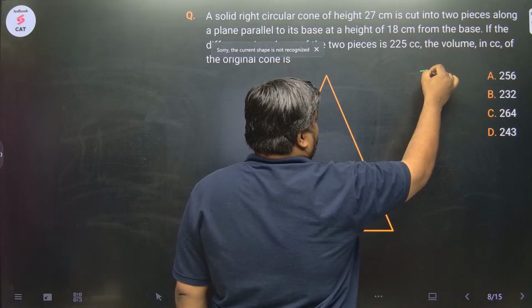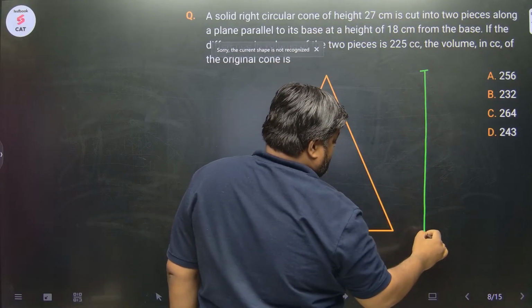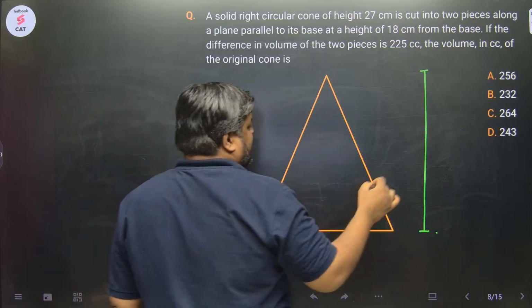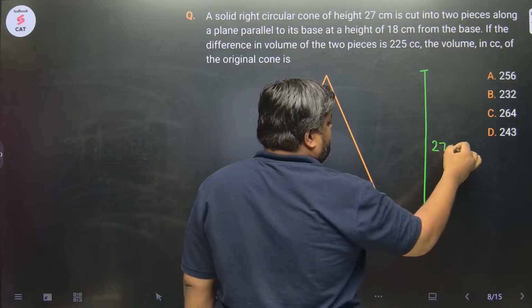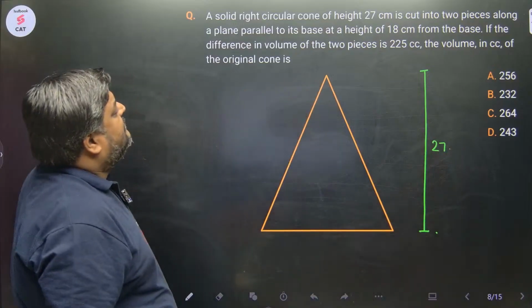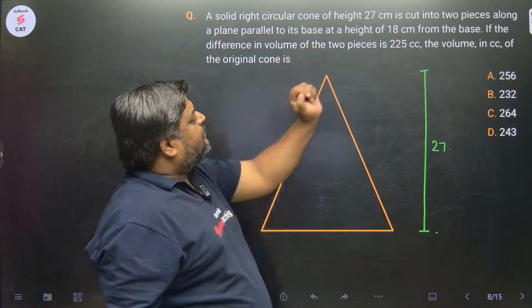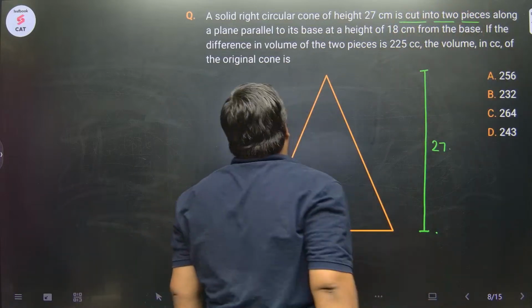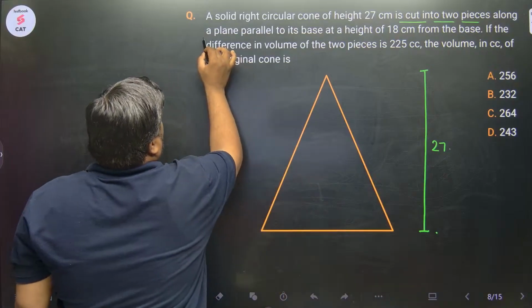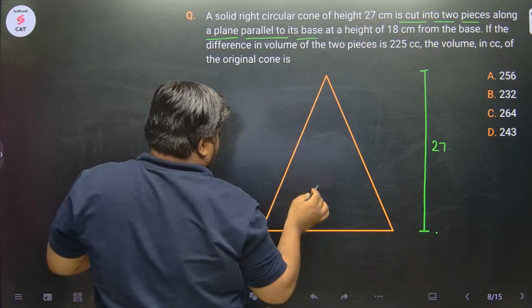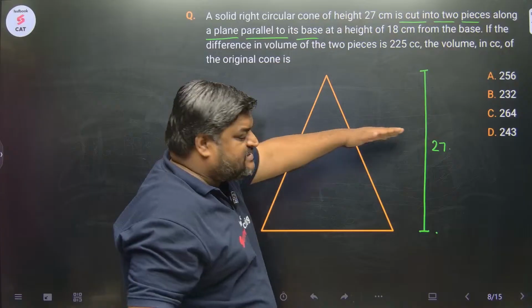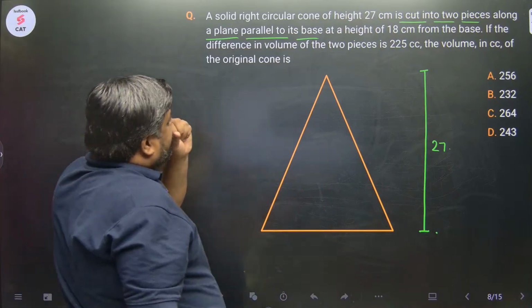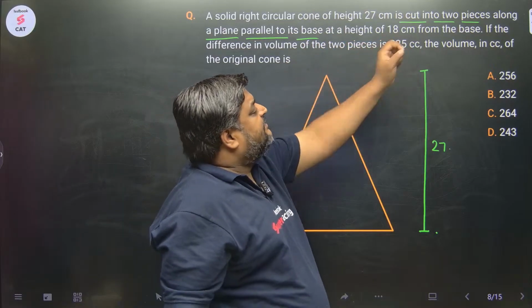So this height is 27. Now it is cut into 2 pieces. इसको 2 pieces में काट दिया, along a plane parallel to its base. मतलब बेस के पैरेलल से इसको कट कर दिया इन 2 pieces. कहां से? At a height 18 centimeter from the base.